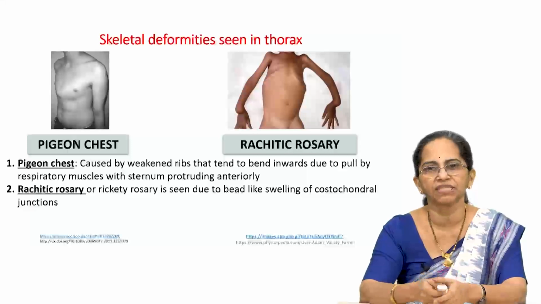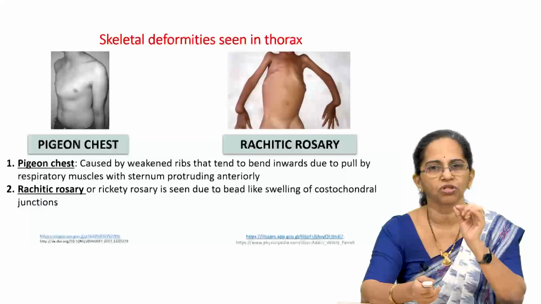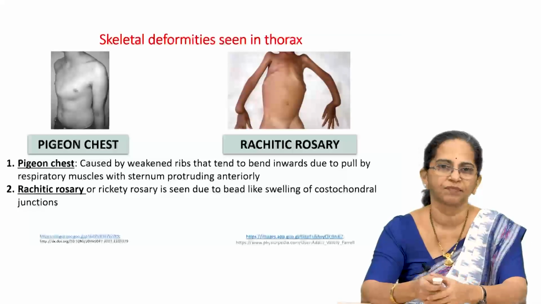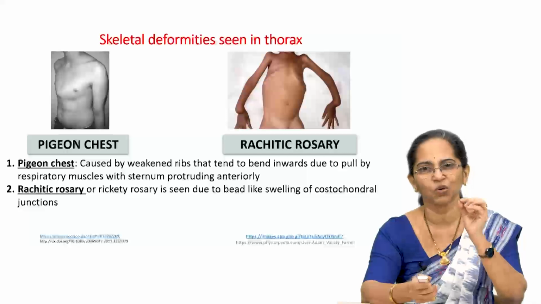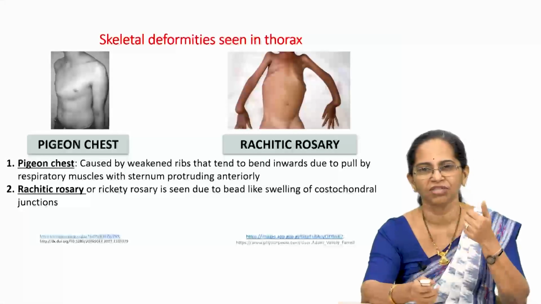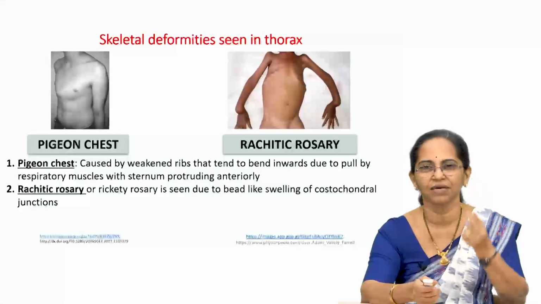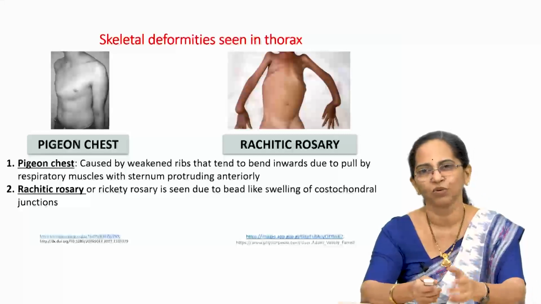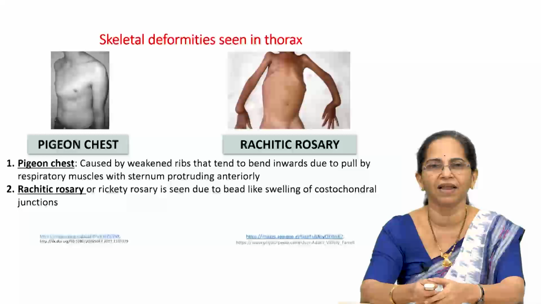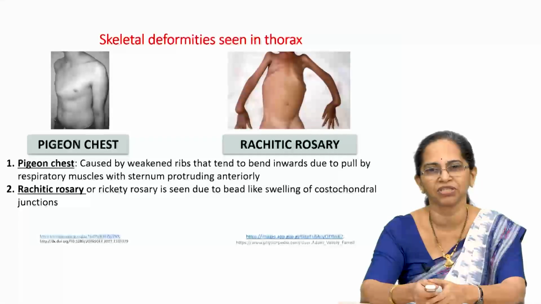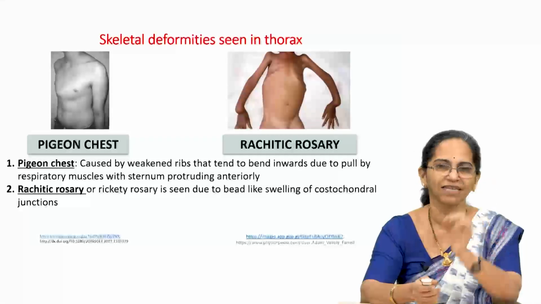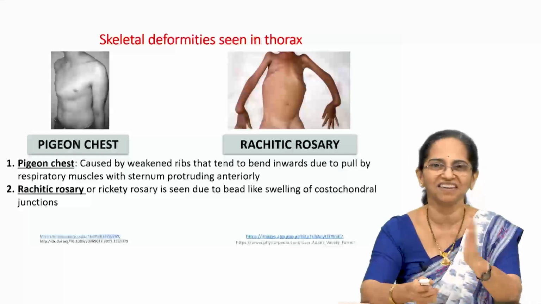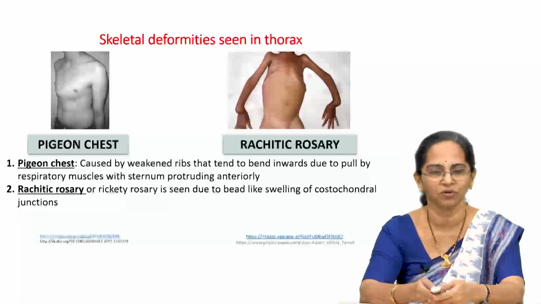Rachitic rosary, as you can see in the second picture: at the costochondral ends, there is swelling. So, it looks like a rosary. All of us know what a rosary is, which they use to meditate, right. It is a chain containing beads. If you look at the rib line, you can clearly see in the picture that there are swellings at the costochondral junctions. So, this is called rickety rosary or rachitic rosary.